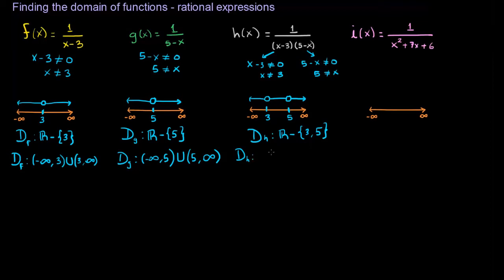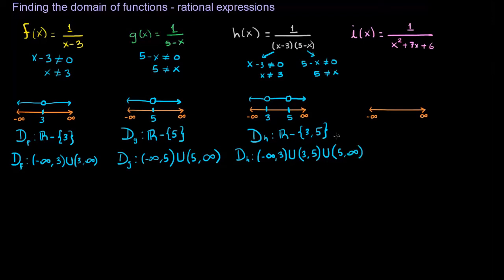The domain of h will be from negative infinity to 3. Here we use parentheses because we're not including the 3. Then union, parentheses, from 3 to 5, we use parentheses because we're not including the 5. Then union, parentheses, 5, and positive infinity.